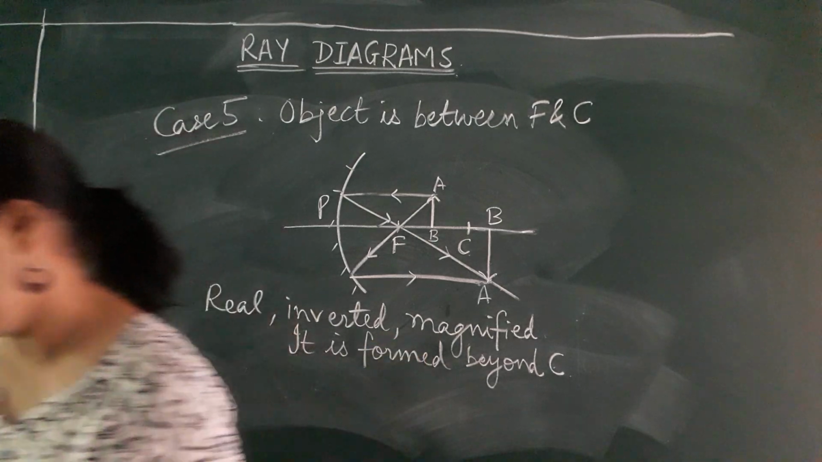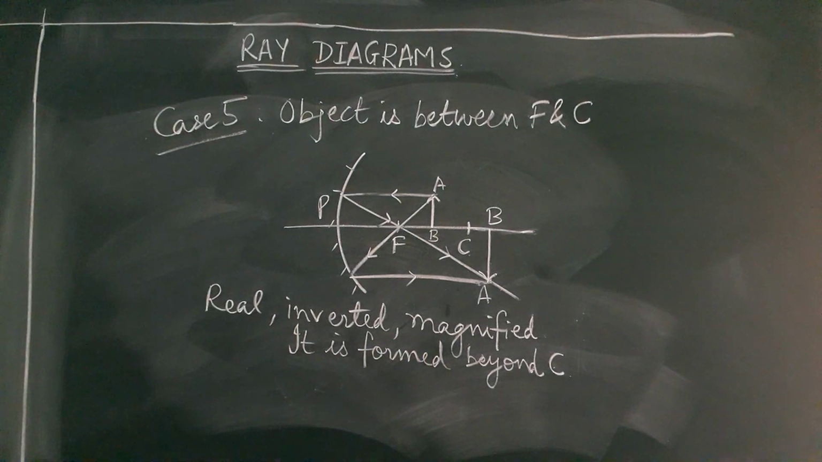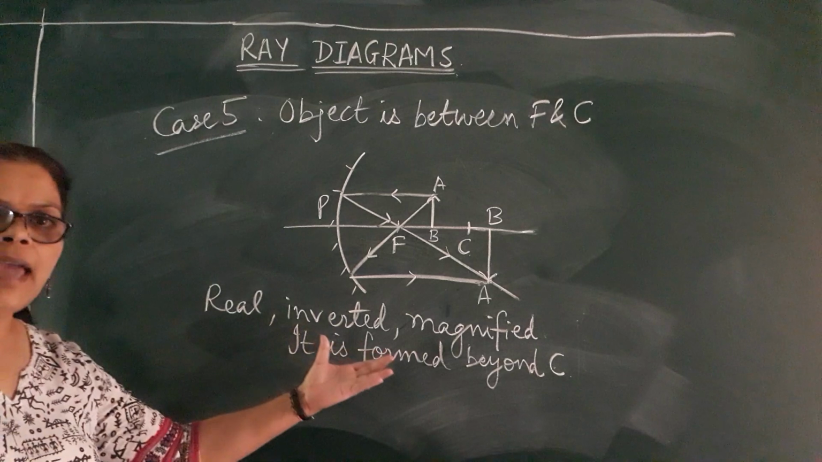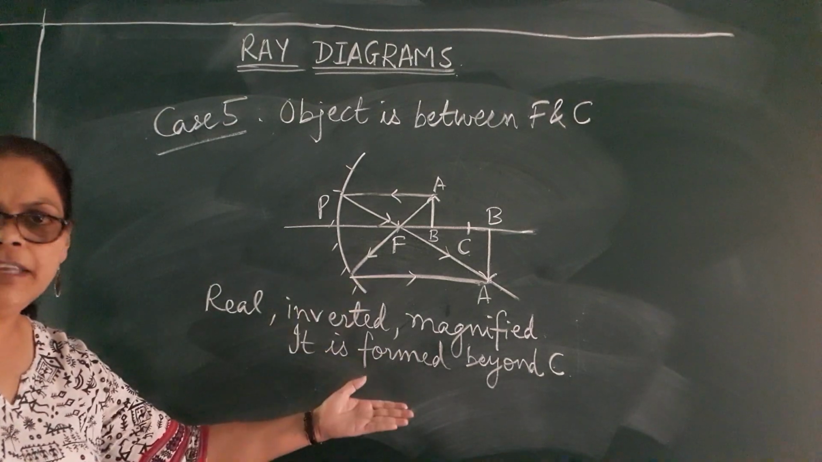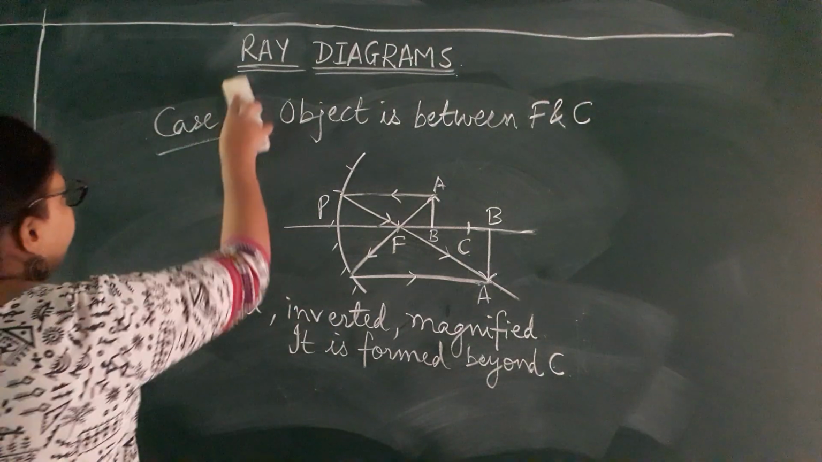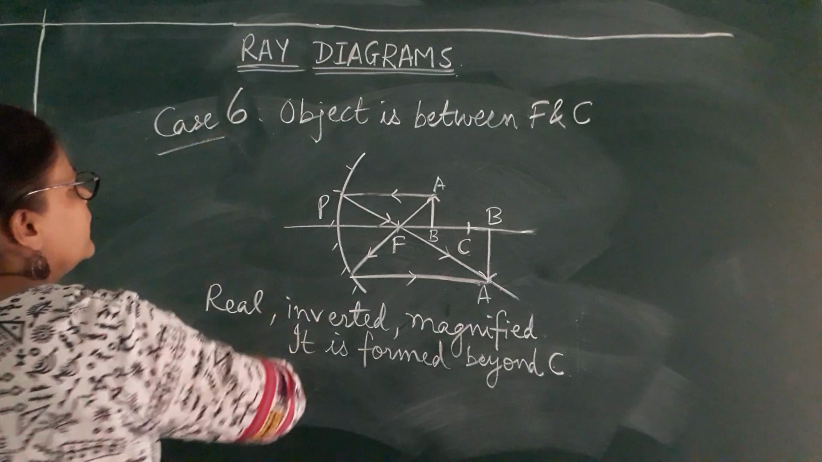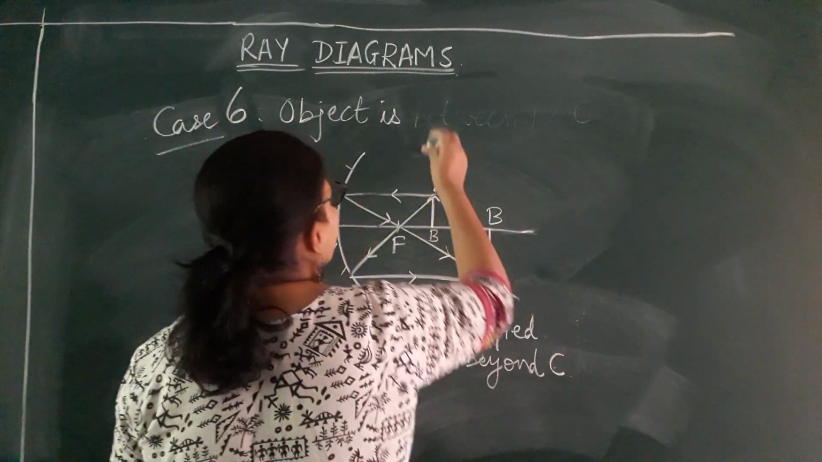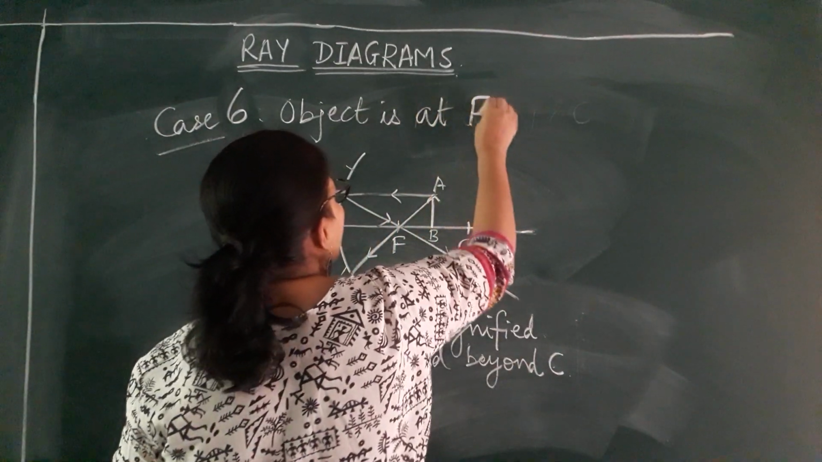So please have a careful look, and then I move on to the next case, and that is case 6. Please have a careful look and draw this. Do mention the characteristics also below the image. And now we move on to case 6, where the object is placed at F. Okay, children, so case 6, object is at F, at the principal focus.